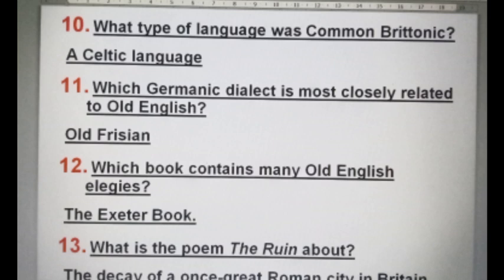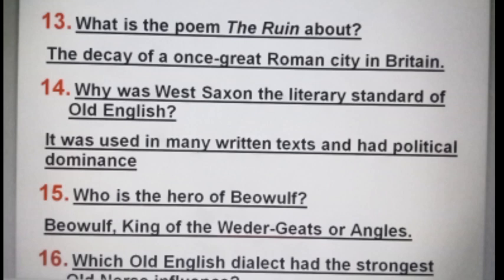Which book contains many Old English elegies? The Exeter Book. What is the poem The Ruin about? The decay of a once great Roman city in Britain. Why was West Saxon the literary standard of Old English? It was used in many written texts and had a political dominance.